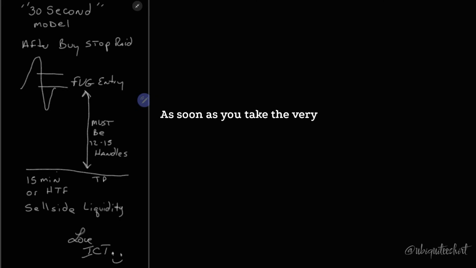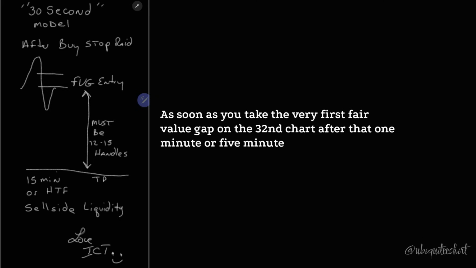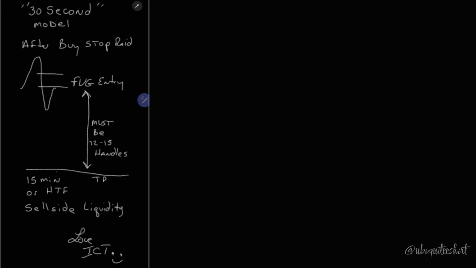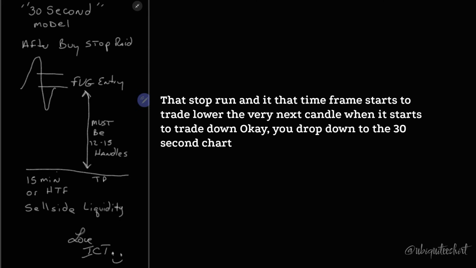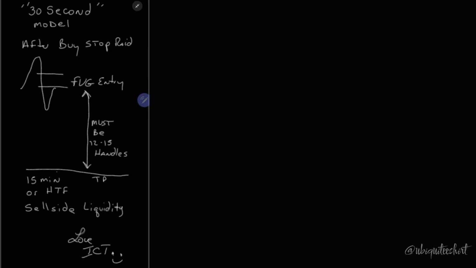As soon as you take the very first fair value gap on the 30-second chart after that 1 minute or 5 minute disruption in order flow, that stop run and that time frame starts to trade lower, the very next candle when it starts to trade down, you drop down to the 30-second chart and you wait for that little 30-second retracement because it's going to happen. And you look and see where your 10 handles would be. Place your limit order. Put your stop loss in.